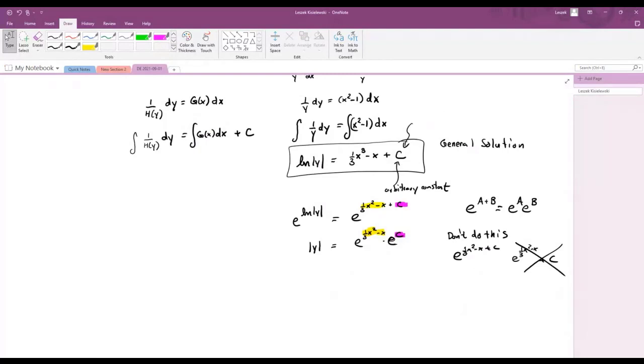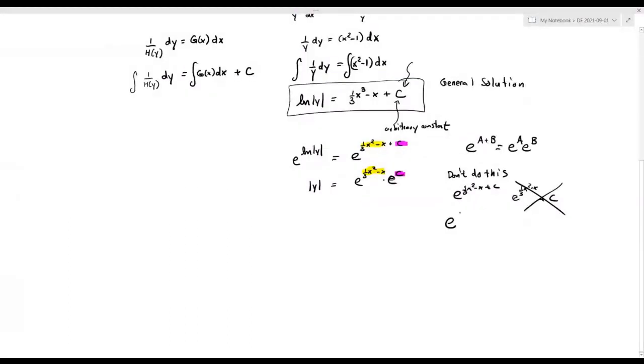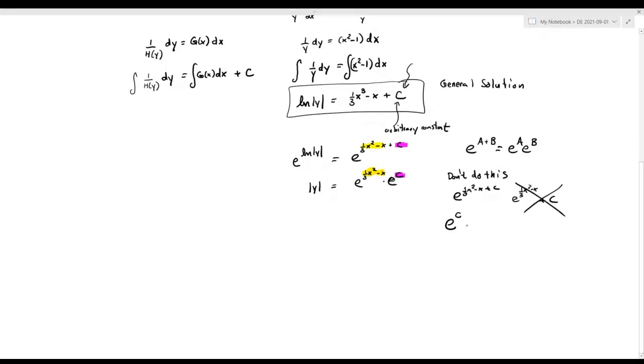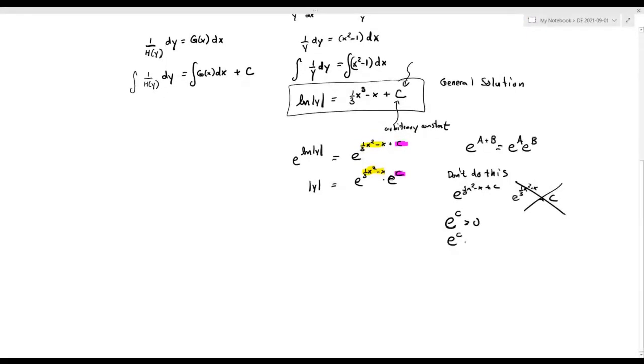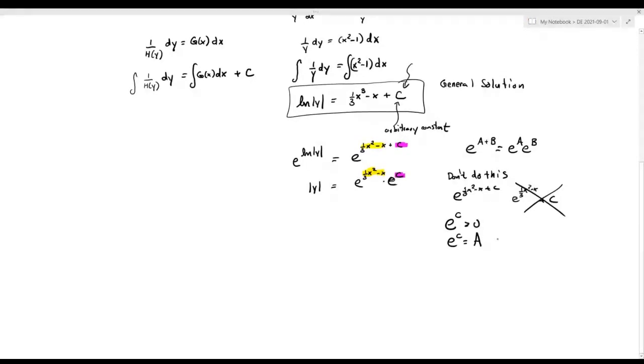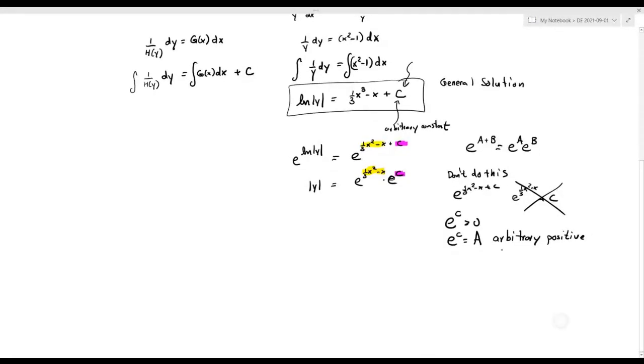So now, since c is arbitrary, and we know that an exponential function, at least for real numbers, always returns a positive number, we can just call e to the c some arbitrary positive constant, let's call it a. And this is maybe too much detail for your own good, but you should at least do this once properly. Okay. So we can write that the absolute value of y is some arbitrary positive constant times this exponential.